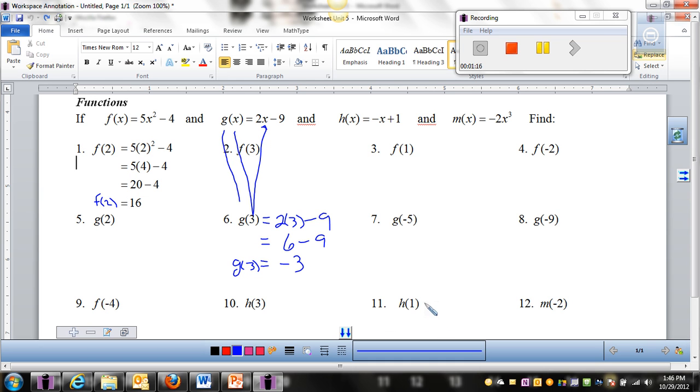One more time, let's do the H. Let's do this one in our head a little bit more. H of 1, so we're going to plug 1 in here. What's negative 1 plus 1? Easy enough, 0. H of 1 equals 0.